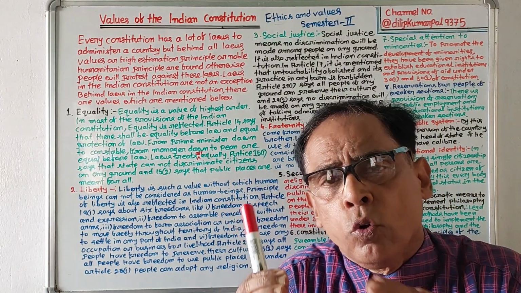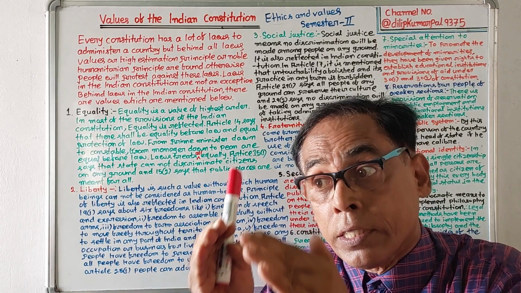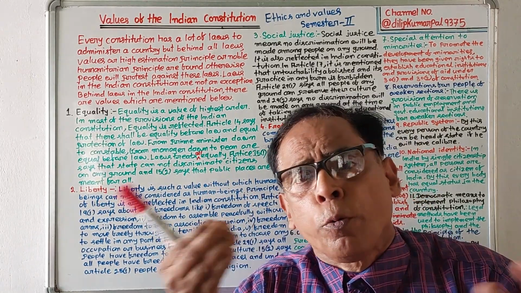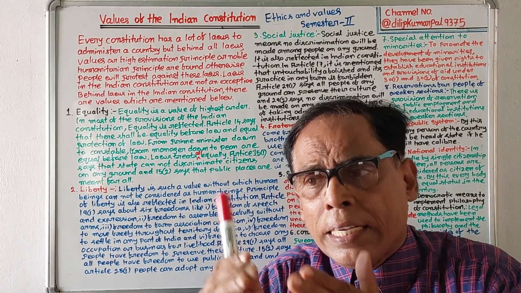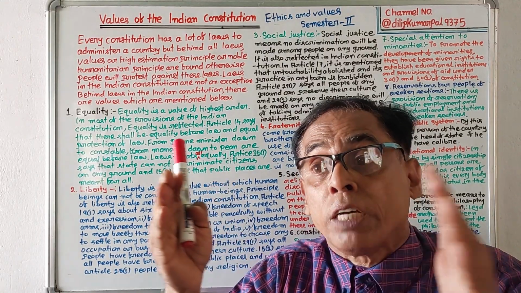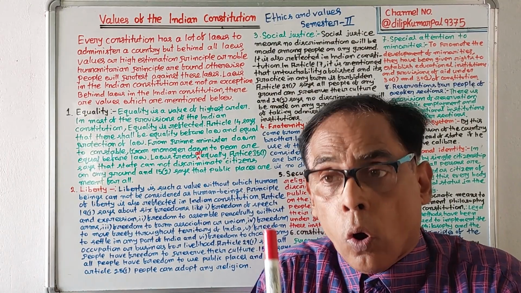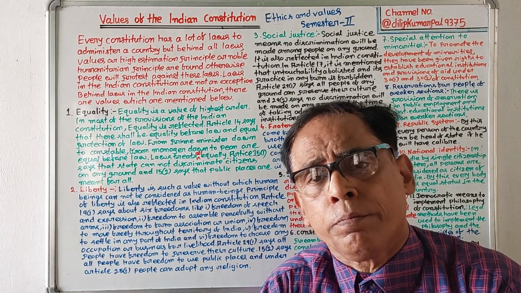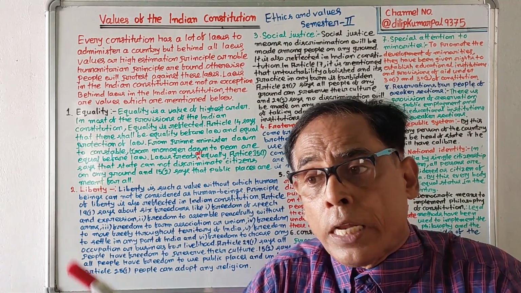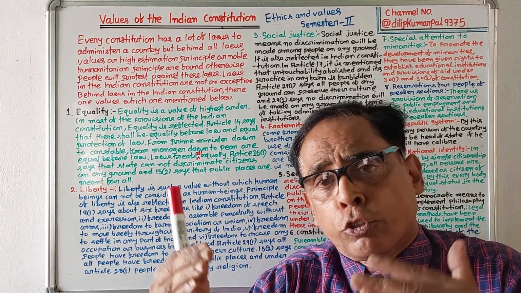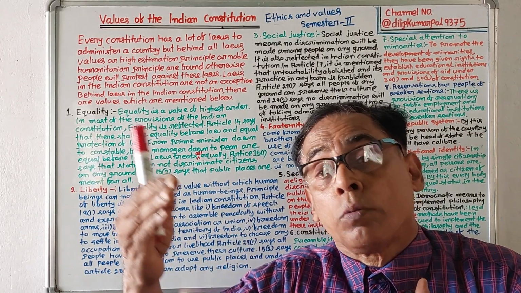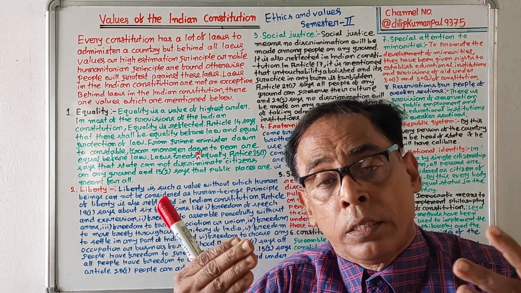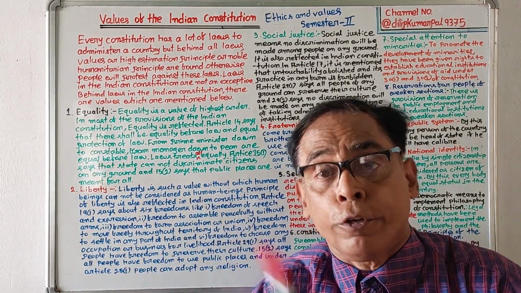So, another important value which is reflected in the Indian Constitution is liberty. Liberty is reflected from many provisions of the Indian Constitution. In Article 19 clause 1, six freedoms have been given to Indian citizens. All the people of India have freedom of speech and expression. They can assemble in a place without arms. They can form associations and unions. They can move freely throughout the territory of India. They can settle in any part of the territory of India. They can carry on any occupation or business for their livelihood.